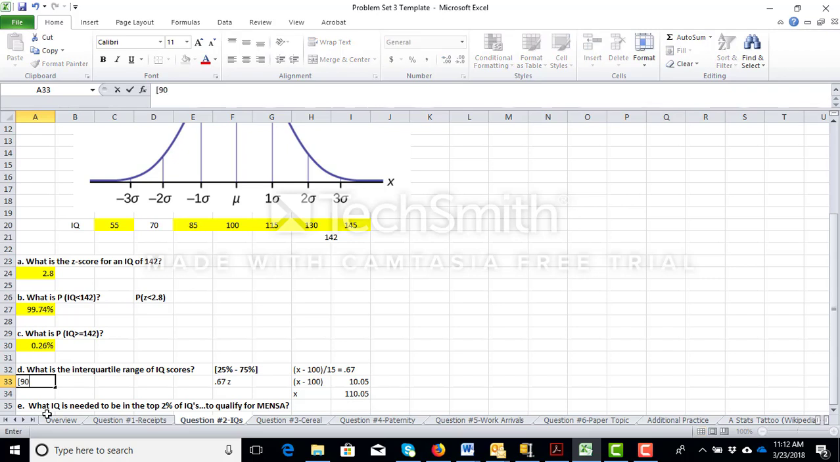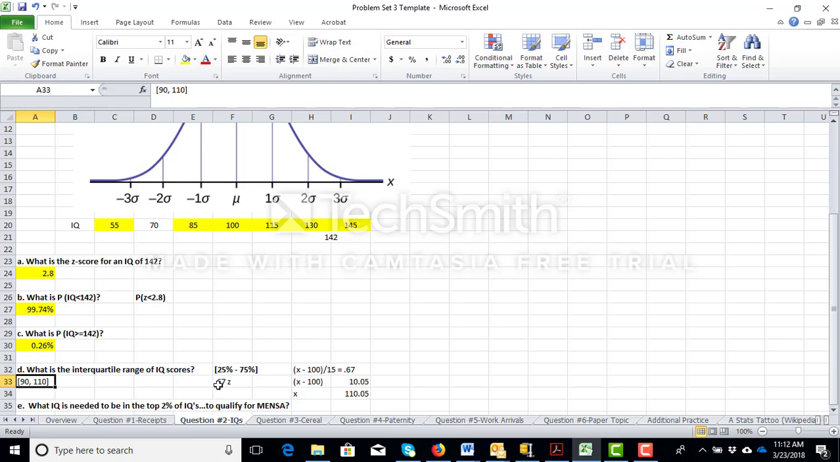And if I go down by 10, that gets me the lower bound. 10 additional IQ points gets me 0.67 Z's above the mean. 10 less IQ points gets me 0.67 Z's below the mean. This interquartile range from an IQ of 90 to 110 gets me exactly 50% of my population.